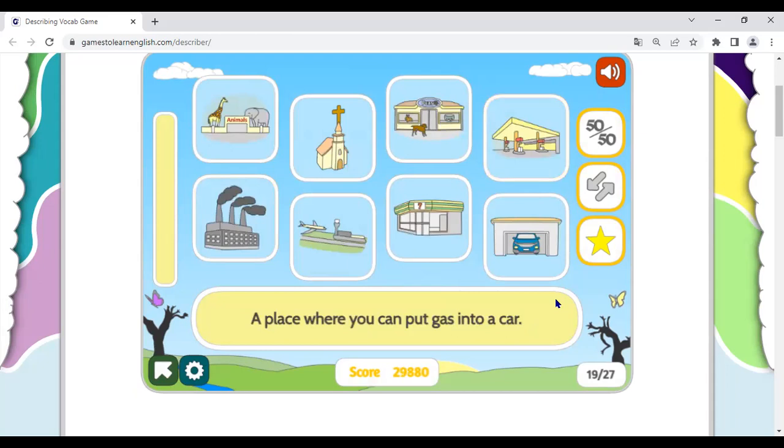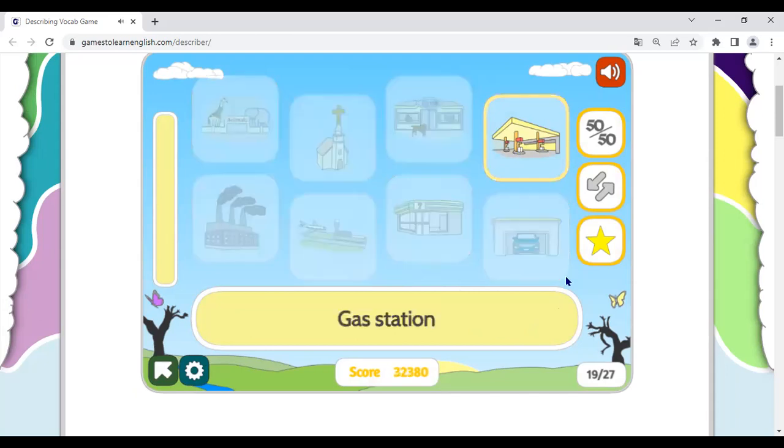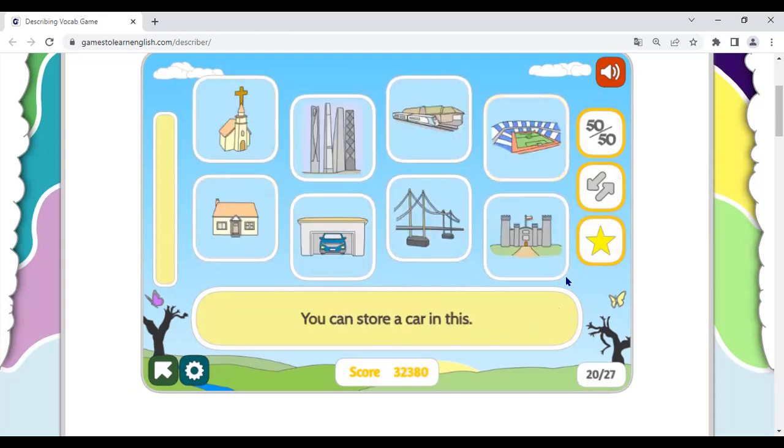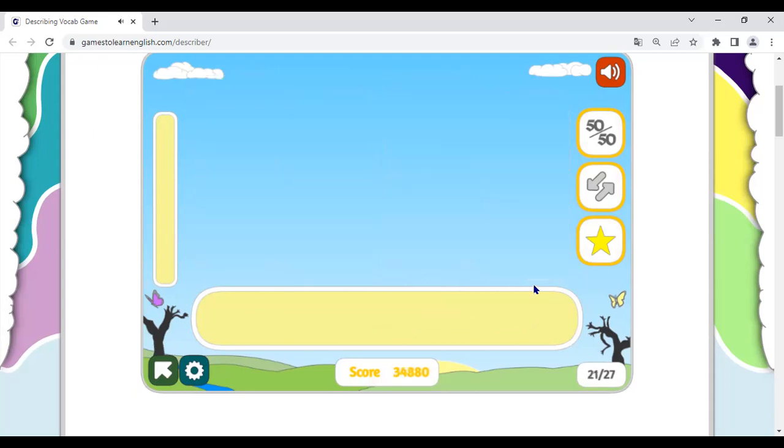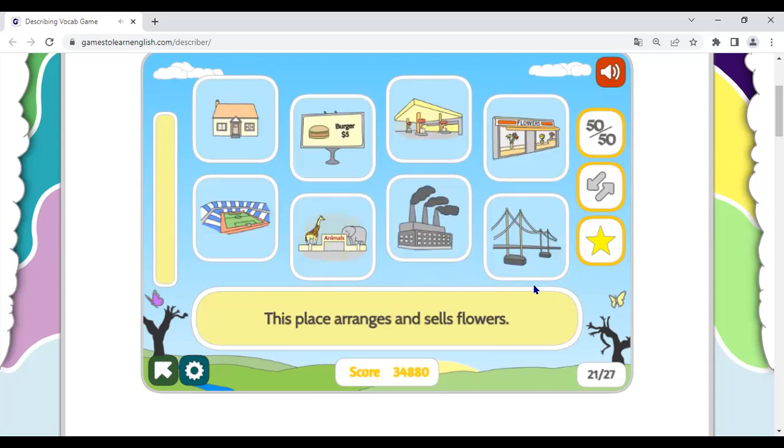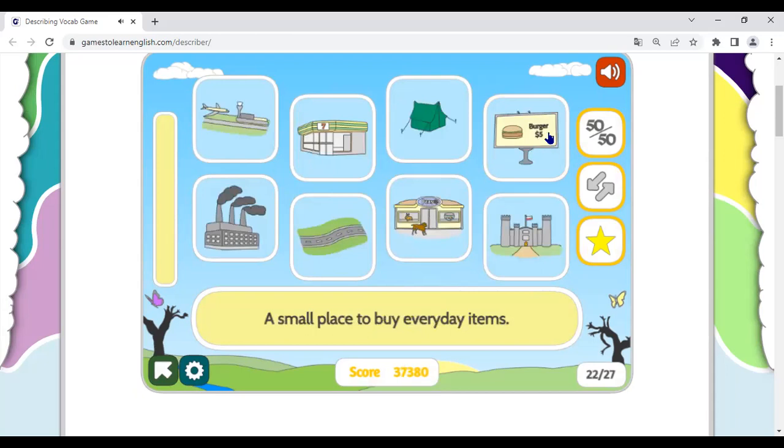A place where you can put gas into a car. Gas station. Yeah. Gas station. You can store a car in this garage. Garage. This place arranges and sells flowers. Flower store. Let me see. Florist. It's the same, Carlos. You can say flower store or flower shop or florist. It's okay, no problem. A small place to buy everyday items.